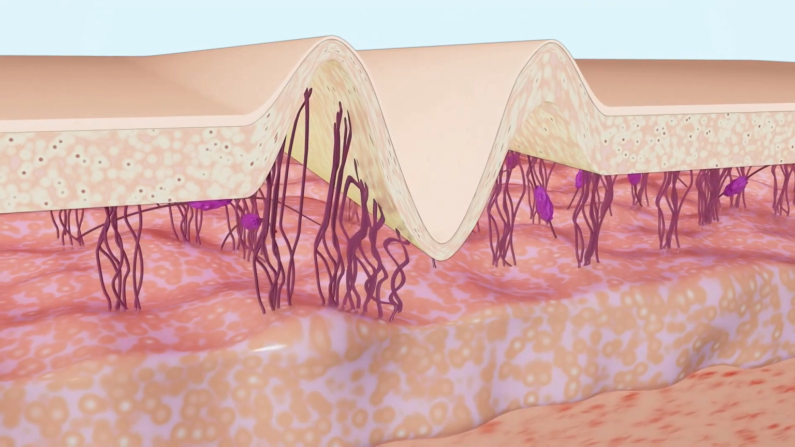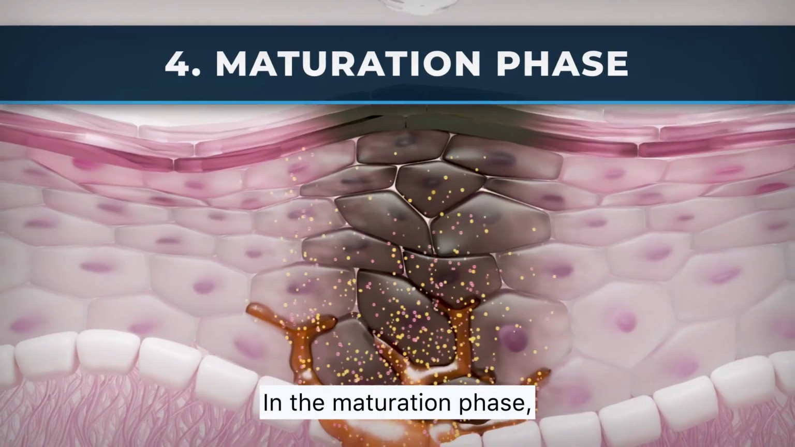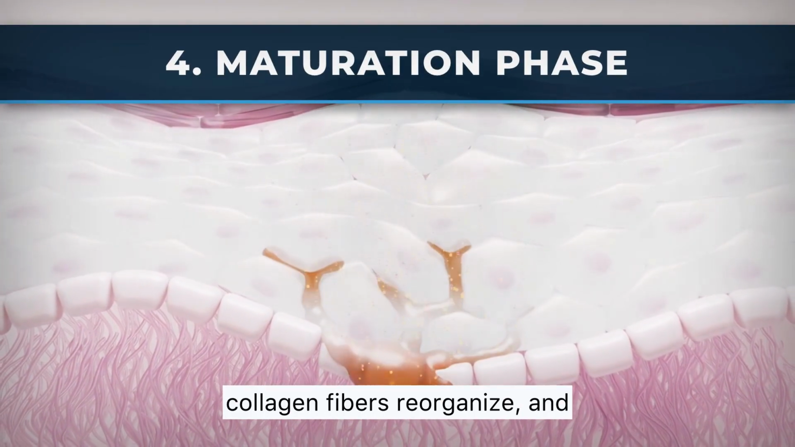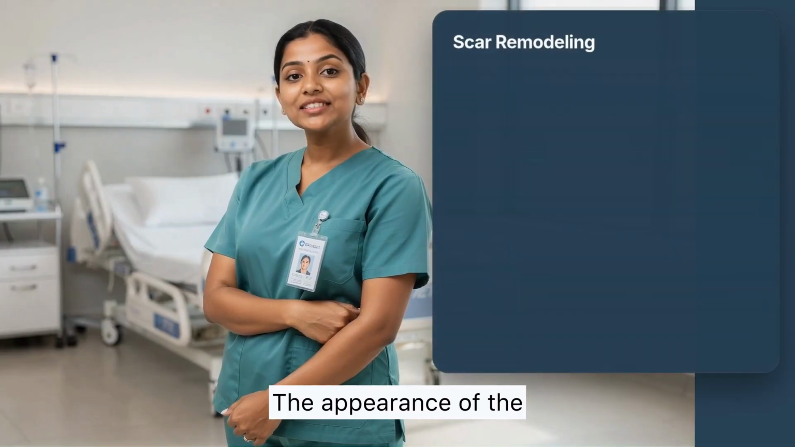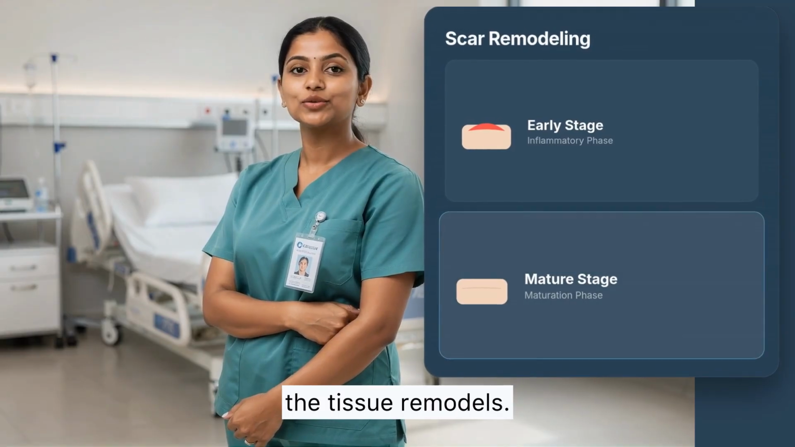Over time, the wound continues to strengthen. In the maturation phase, collagen fibers reorganize and the tissue becomes more stable, forming a scar. The appearance of the scar gradually changes as the tissue remodels.